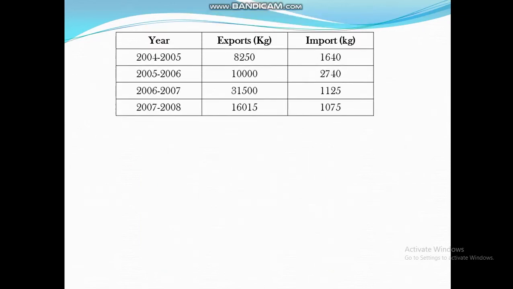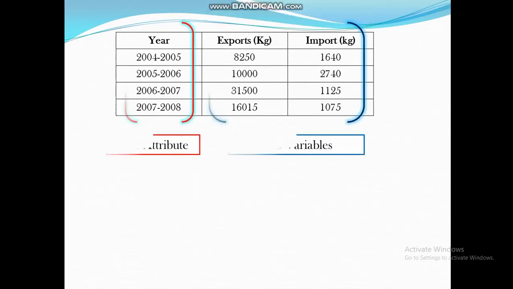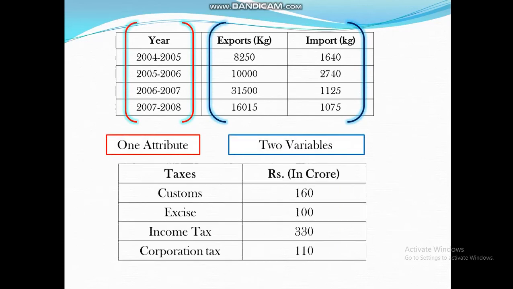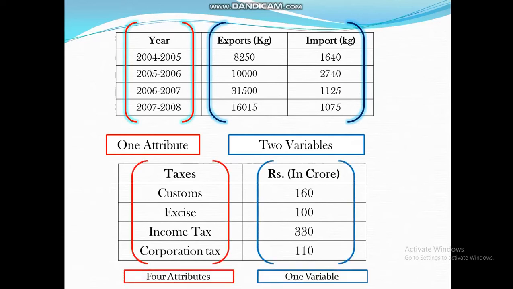Similarly in this example also, the year is an attribute and the variable is export, because export and import are quantitative. In this example also, the tax is an attribute. We have four attributes and one variable, that is rupees. Rupees is a variable.